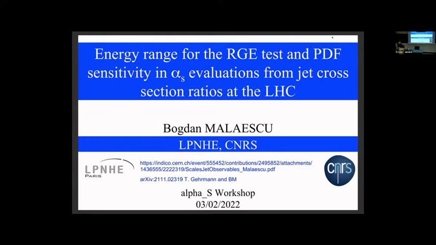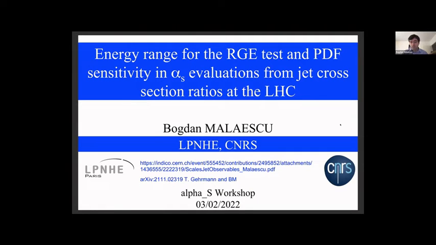Okay, so first, thanks to the organizers for giving me the chance to say a few words on this topic, which has to do with the energy range for the RG test and the PDF sensitivity in alpha S evaluation from jet cross-section ratios at the LHC. You may note that the first point here has to do with what David has just mentioned. And David, as you will see now, maybe this is not yet completely solved. Let's see that. It is based on some thoughts that I presented at a workshop a few years ago, and also on this recent paper with Thomas.